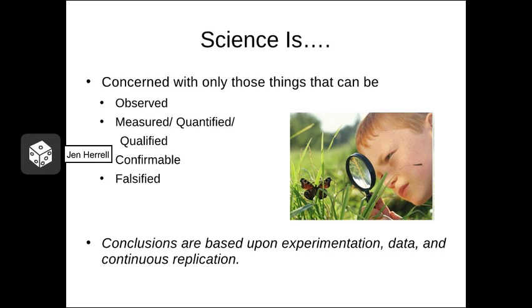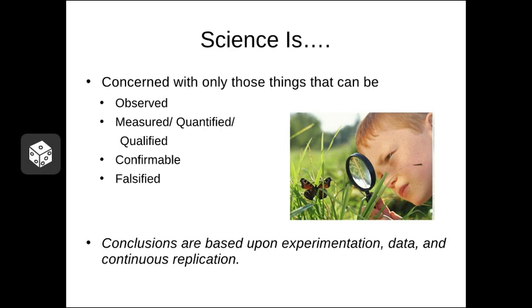So science can represent many things, but at its heart, its defining characteristic is that science is concerned only with those things that can be observed, measured, quantified, or qualified, that are confirmable and also falsifiable, and we'll talk more about what that means in a moment.